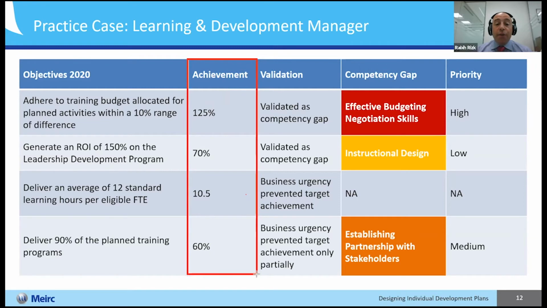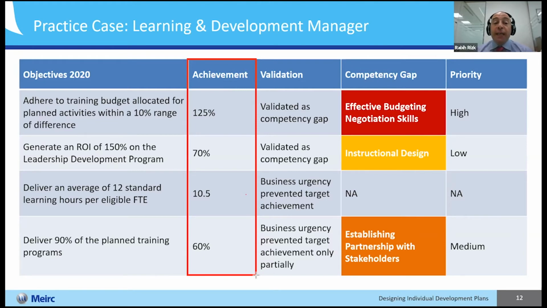So instead of adhering to between 90 and 100%, this learning manager has to spend 125% of the budget allocated in order to fulfill all the training needs, which means that there is a performance gap. It means he spent a maximum of 35% more than what he had to spend.